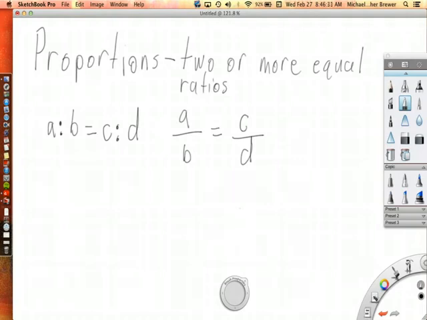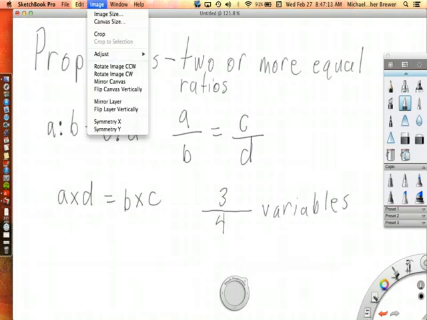And this is one useful mathematical tool. One of the things that we use this for is the cross products, where we can set the formula A times D is equal to B times C. And this allows us to solve for unknowns, which is the focus of today's lesson. If I have 3 out of the 4 variables, I can solve for the 4th.